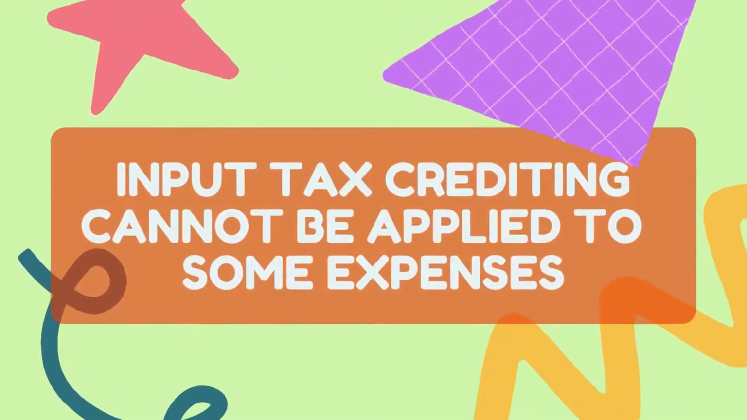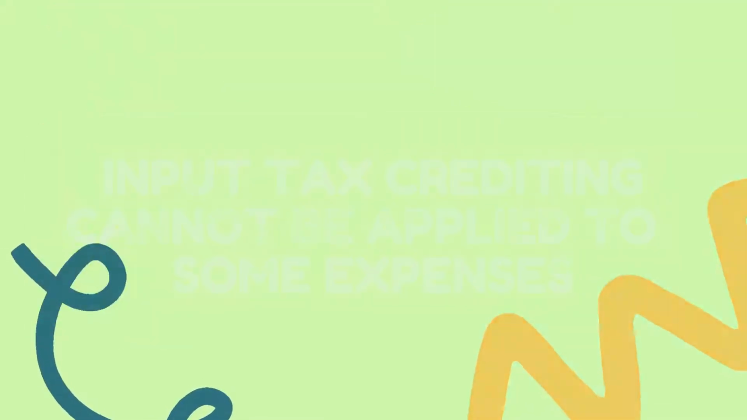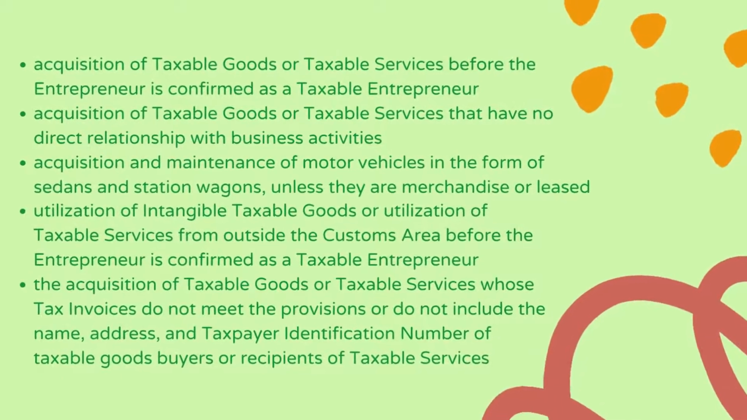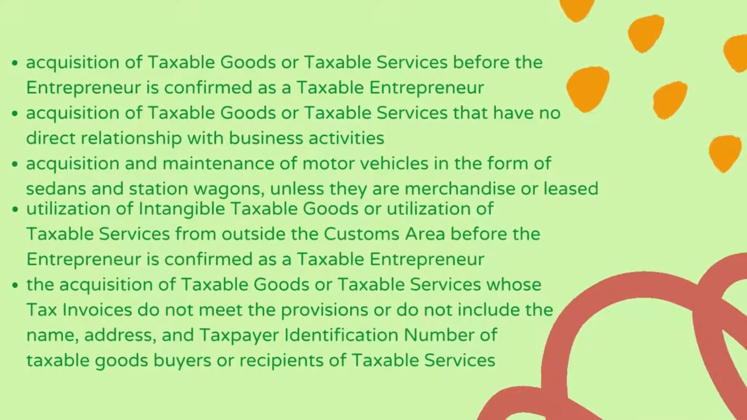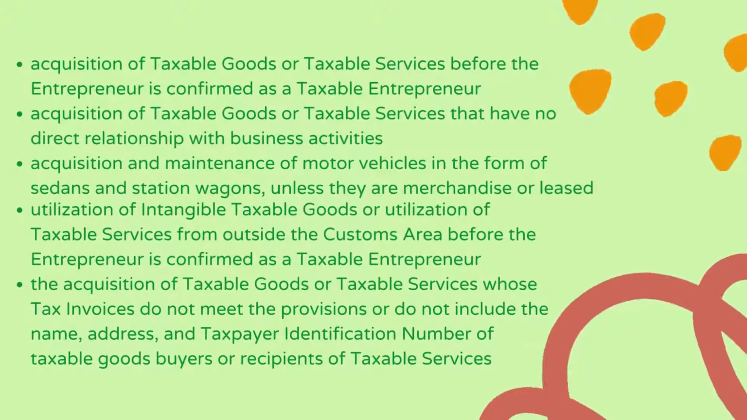Next is input tax crediting that cannot be applied to some expenses. First, acquisition of taxable goods or taxable services before the entrepreneur is confirmed as a taxable entrepreneur. Second, acquisition of taxable goods or taxable services that have no direct relationship with business activities. Third, acquisition and maintenance of motor vehicles in the form of sedans and station wagons unless they are merchandise or lease. Fourth, utilization of intangible taxable goods or utilization of taxable services from outside the customs area before the entrepreneur is confirmed as a taxable entrepreneur.